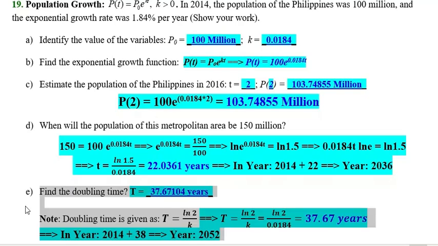Then E is find the doubling time, that is when the population is going to reach 200 million. So the doubling time is t equals ln 2 over k, that is t equals ln 2 over 0.0184, which is 37.67 years. So in 37.67 years, which is about 38 years, the population of the Philippines is going to double to 200 million. And that is in the year 2014 plus 38, which is in the year 2052.